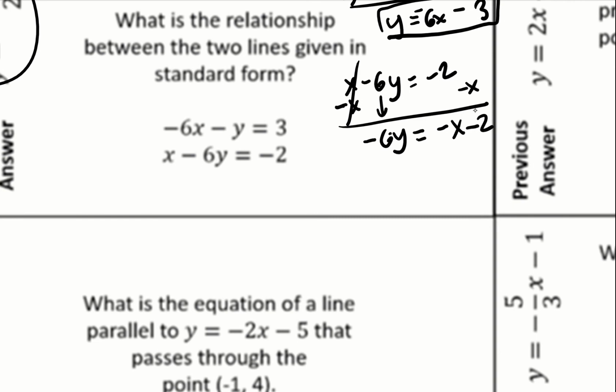Now this is multiplying, so I need to get rid of this -6 by dividing everything by -6. Negative 6 divided by negative 6 is 1. So this leaves us with 1y. There's an invisible 1 here. These become positive. These become positive. So you're left with 1 over 6x and then 2 over 6. And 2 over 6 is the same thing as 1 over 3 because you can reduce that fraction by dividing by 2. So we're left with 1 over 3.